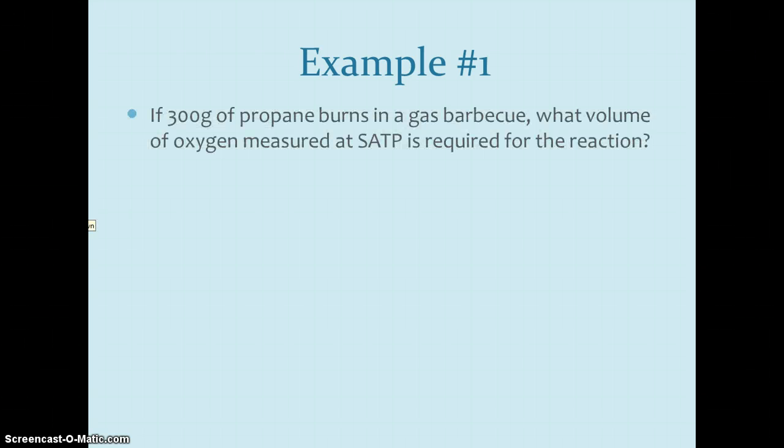So let's take a look at a couple of examples. First thing, 300 grams of propane are burned in a barbecue. What volume of oxygen measured at SATP is required for the reaction? We will first of all remember that we are at SATP, so we can use molar volumes.